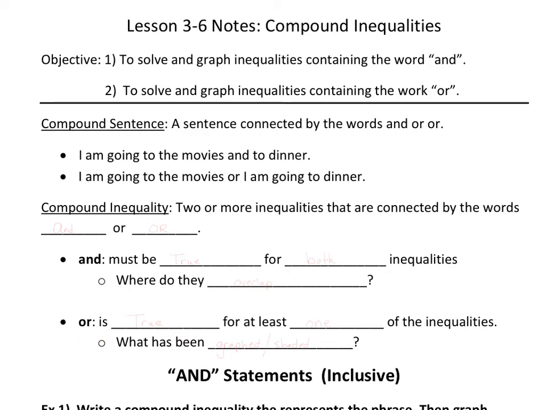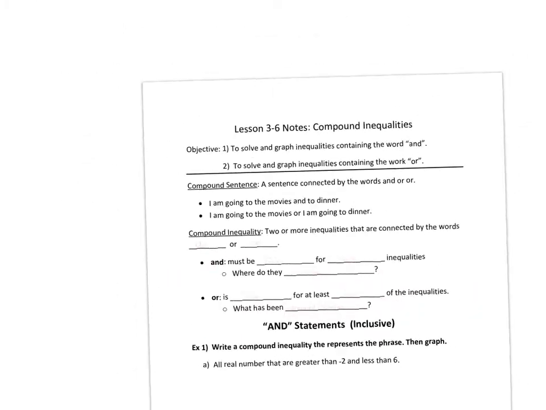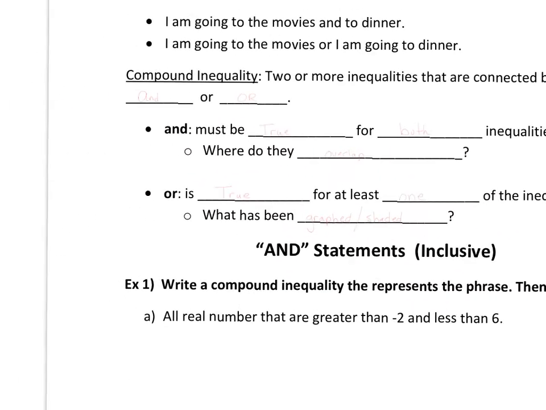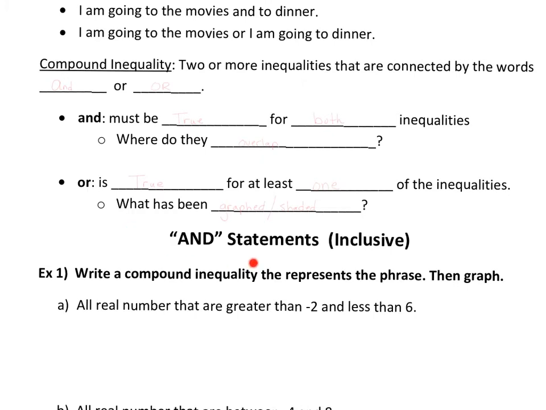On the "or" statement, only one of them is true, or both. It could be this or this. I'm going to the movies or I'm going to go to dinner implies that at least one part is going to happen, and maybe on a special occasion both happen. So when we're looking at the graph, it's what's been graphed, or where the shading is. It just depends on how you want to think of it. Today I'm just going to take you through the "and" statements, and in the next video we're going to work on the "or" statements.